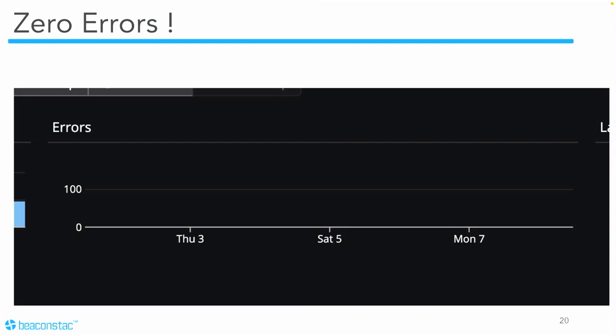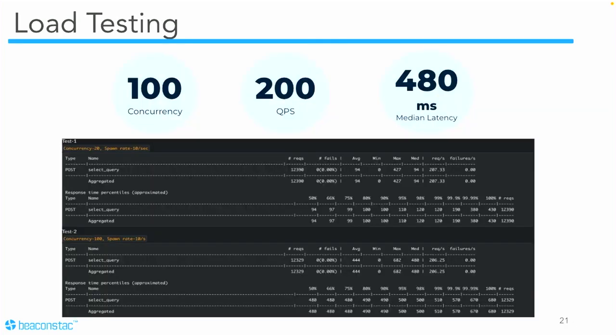0 errors. This graph is primarily the main reason for us to move to Pinot. As you can see, we haven't encountered any query runtime errors. As I discussed in the beginning, we did comprehensive stress testing on the POC cluster, and we were able to support 100 concurrent users and 200 QPS with the median latency around 480 milliseconds.